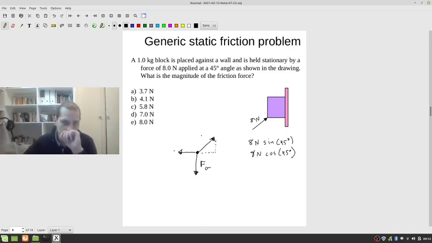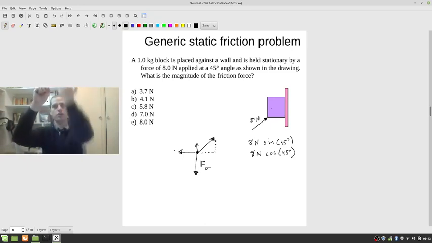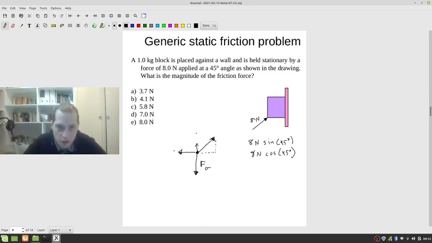Frictional force counteracts the direction of motion. So there's my force of friction. If the block were going to be falling down, the force of friction would be pushing up. If the block were being pushed up, the force of friction would be going down. So it's always opposite the direction of motion. So there's my force of friction.